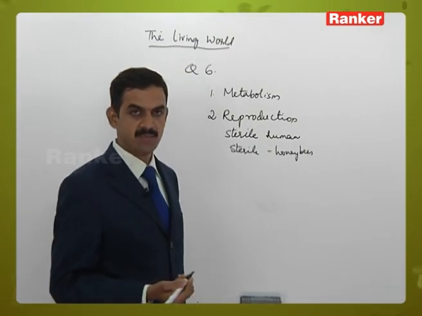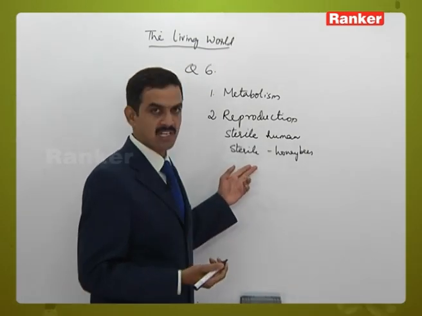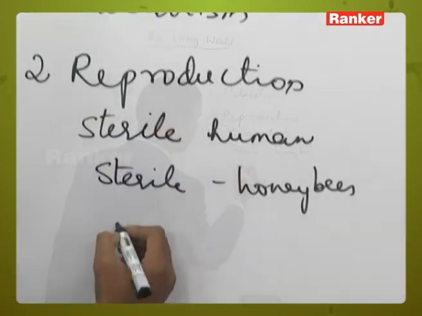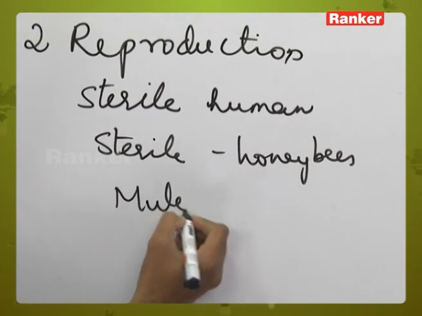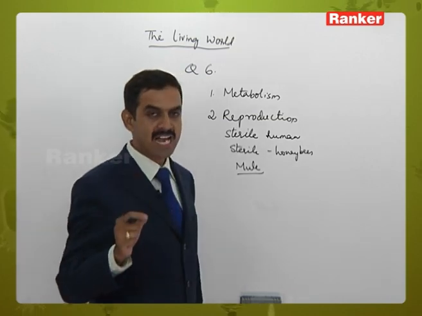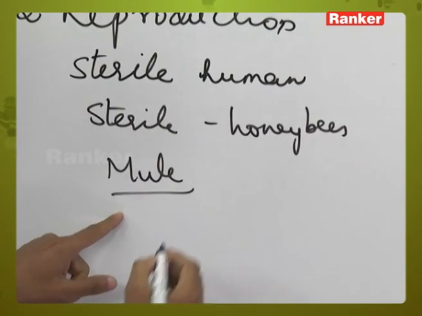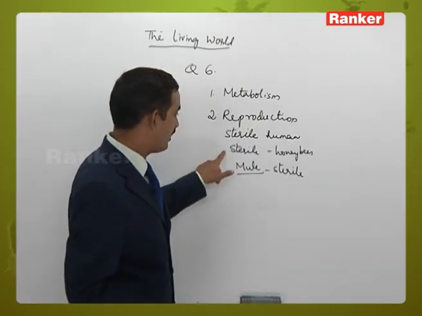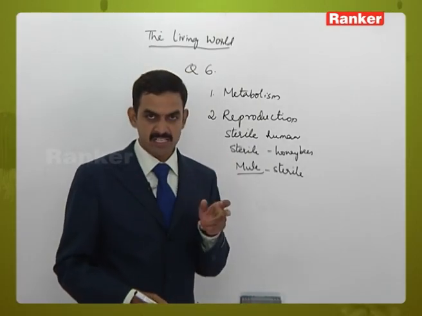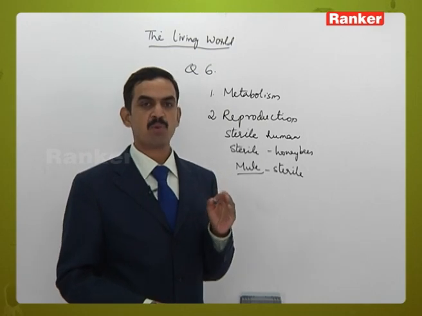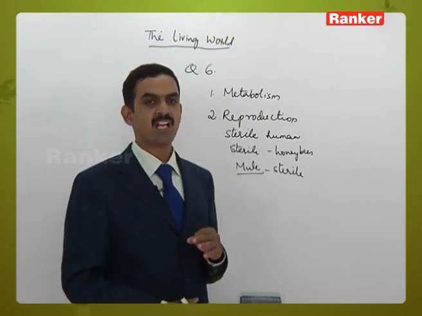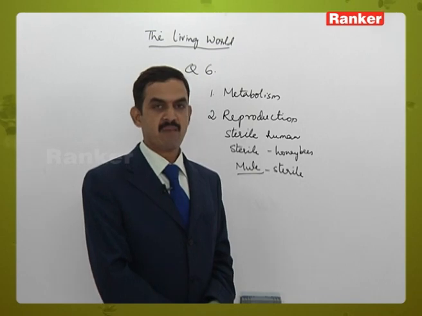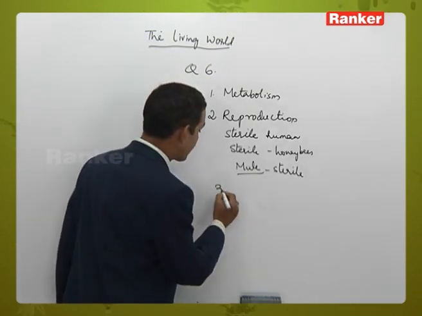Sterile honeybees are there, that is, the worker bees are the sterile ones. In the same way, the mule is formed by crossing a horse and a donkey. This mule is also sterile in its nature. All these are examples of living organisms, but they are not able to reproduce. That's the reason why we can't say that reproduction is a defining property. And the third one is consciousness.